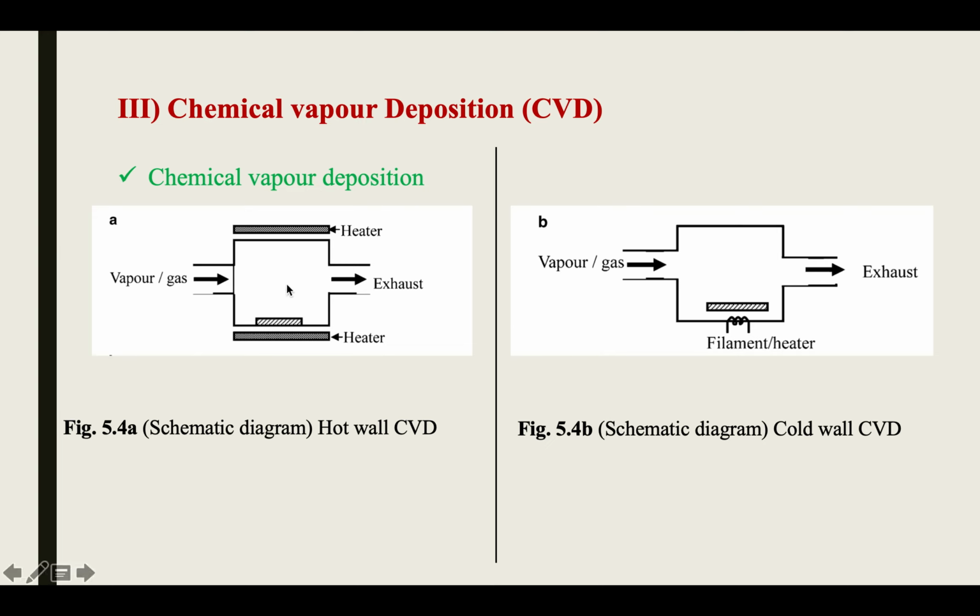However, it is preferable that the reaction occurs at the substrate rather than in the gas phase. Usually 300 to 1200 degrees Celsius temperature is used at the substrate. So the substrate temperature range is 300 to 1200 degrees Celsius. There are two ways: one is using a heater, another is using a filament.